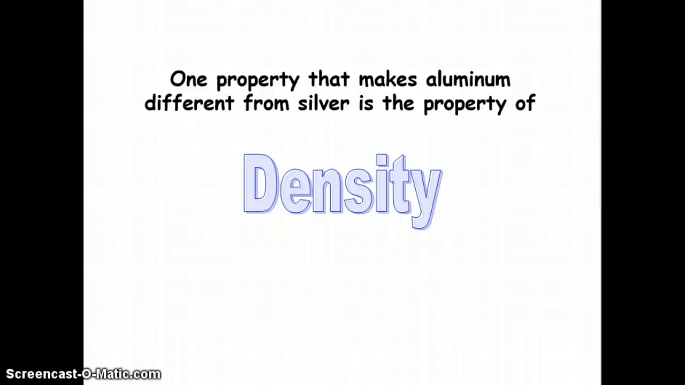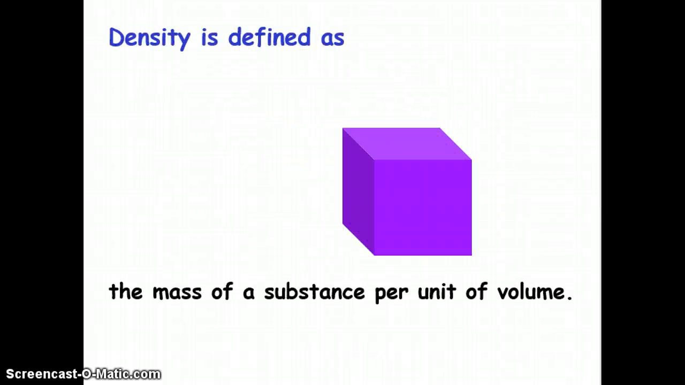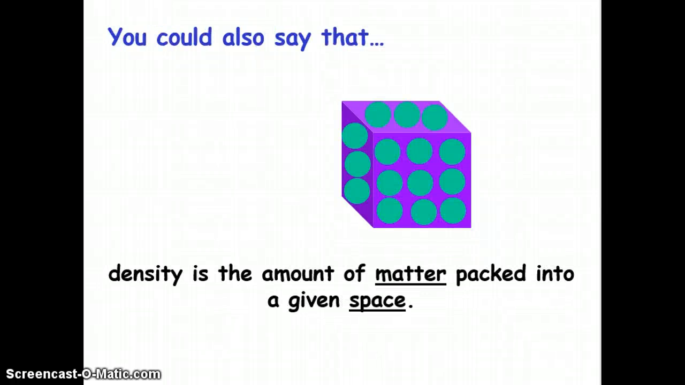This is what we call density. So one property that makes aluminum different from silver is the property of density. Aluminum has less mass per volume than silver. Density is defined as the mass of a substance per unit of volume. You could also say that density is the amount of matter packed into a given space.